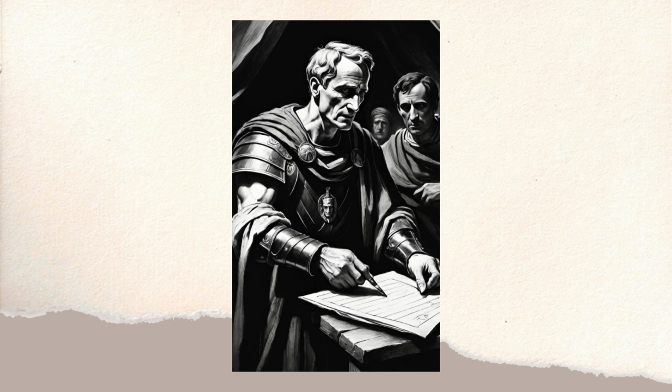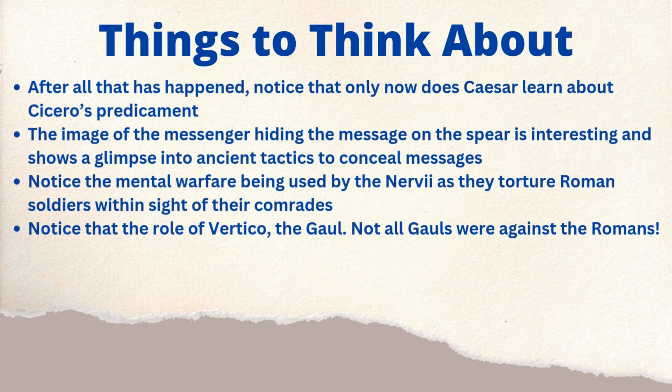So this chapter is interesting when you see that the last way they actually get a message through in this desperate situation is to use a Nervian, right? A Gaul among Gauls. So just kind of an interesting little episode here. But again, that's all there is in the chapter, not particularly long. There are a few things to think about.